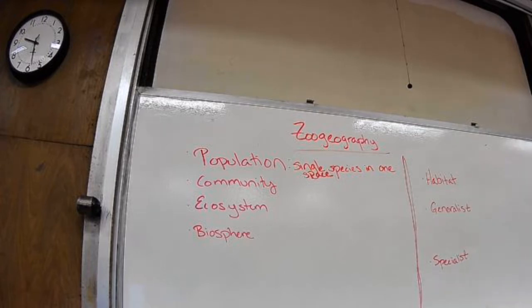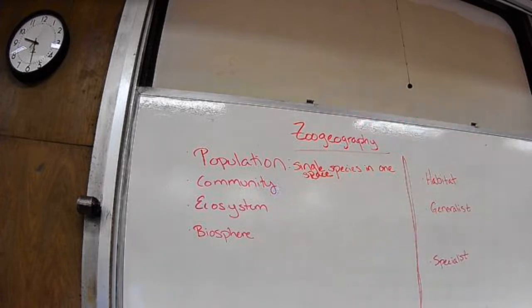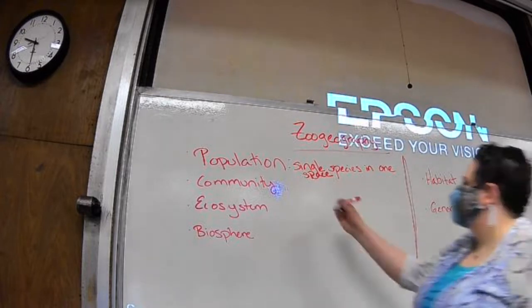Okay, so we could do humans on campus. We could also think about something like the gray squirrels, which we've talked about, running around on campus. All of one species, all in one place. If I want to talk about a community, how would I alter that definition? More than one species. Good.